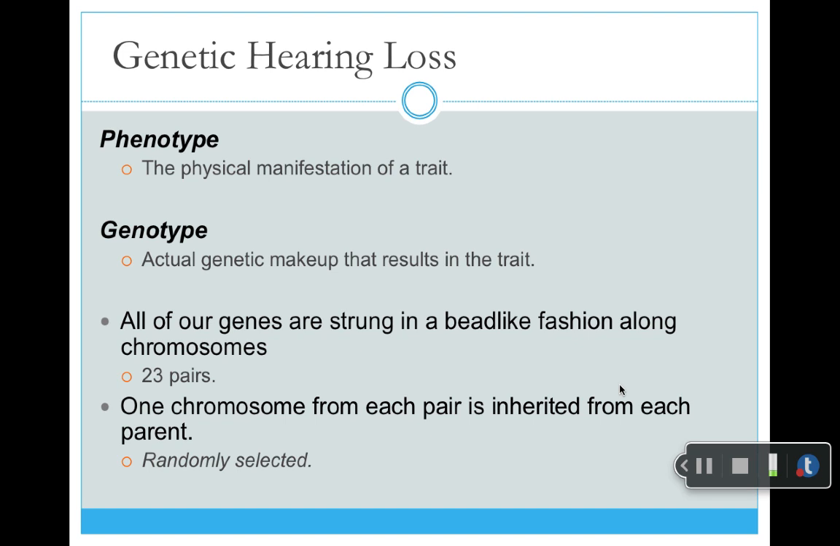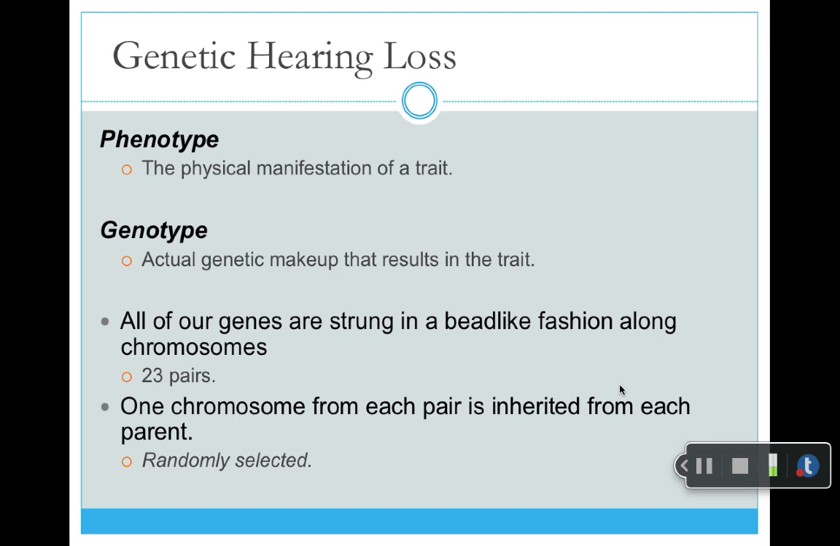The genes manifest themselves physically, and we have the genetic makeup. So your phenotype is the physical manifestation of a trait, and the genotype is the genetic makeup. So going back to what you probably learned in your biology classes, blue eyes, right? The genotype for blue eyes would be little b, little b. You need a little b from mom and a little b from dad, and the phenotype would be blue eyes.